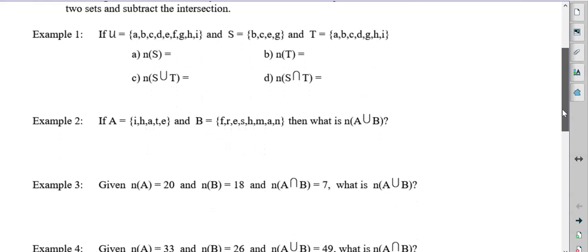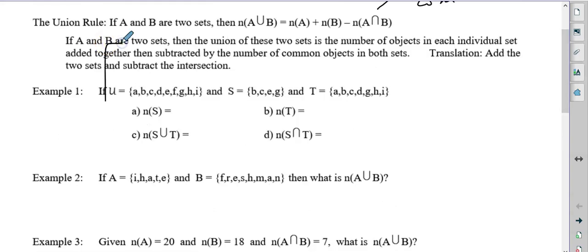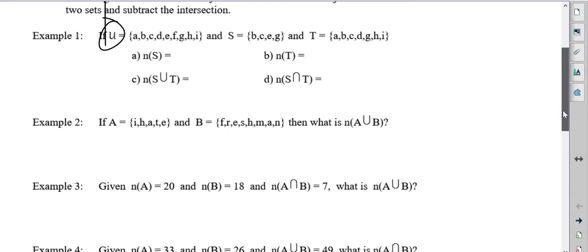So remember this right here means the universal set. I don't have to write it out, that's what we did on day 1. The fancy U is the universal set. That means everything. So the universal set has A, B, C, D, E, F, G, H, I. Set S has B, C, E, G, and set T has A, B, C, D, G, H, I.